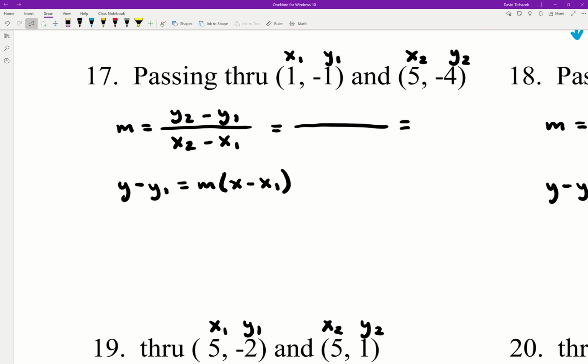So really quickly, let's go ahead and calculate the slope. So y2 minus y1, that'll be -4 minus -1, or in other words, plus 1, over 5 minus 1. Remember that you can subtract those in any order, really, as long as you keep the order the same in the top and the bottom.